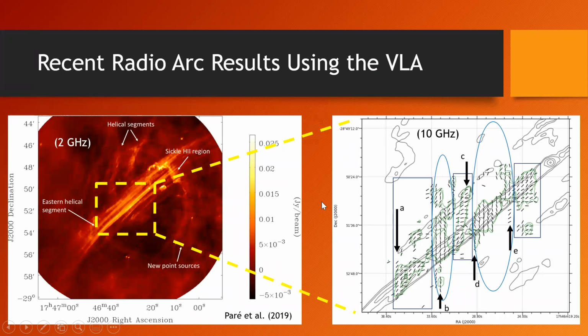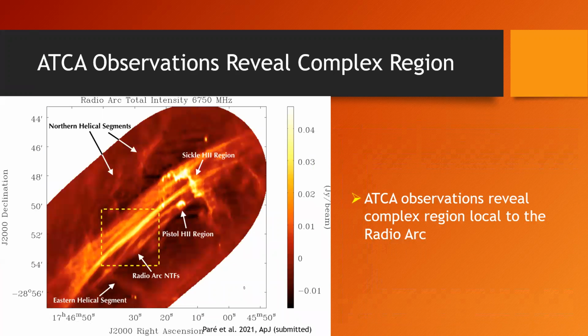So to follow up on this VLA work, for the first part of my PhD thesis, I conducted observations of the radio arc using the Australia Telescope Compact Array, ATCA, telescope in order to get a better sense of some of the Faraday effects towards the radio arc.